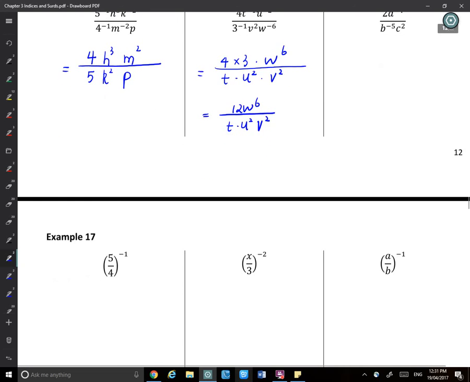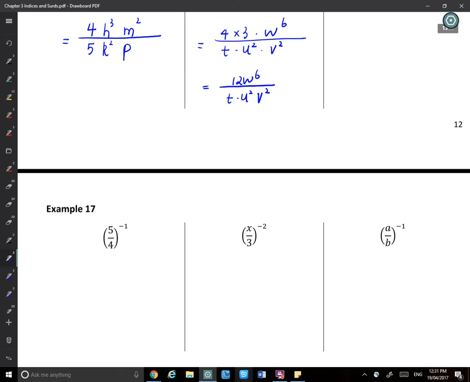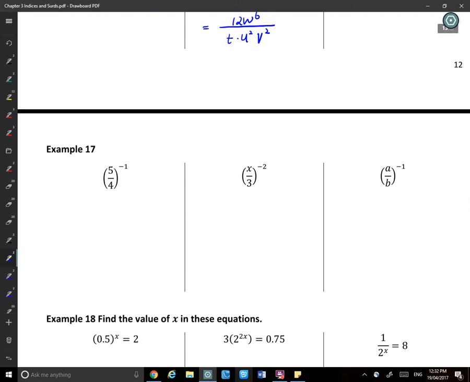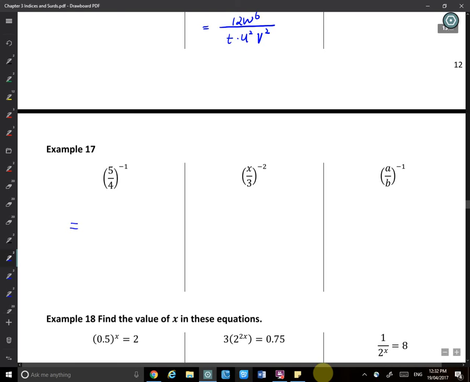Have a look at example 17. 5 over 4 to the power of negative 1. What is it? The negative will become 1 over. Let's write a 1 over first. And then 1 over.